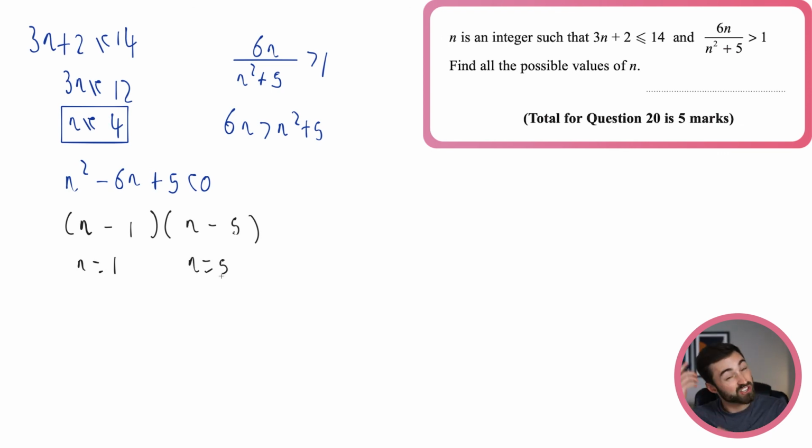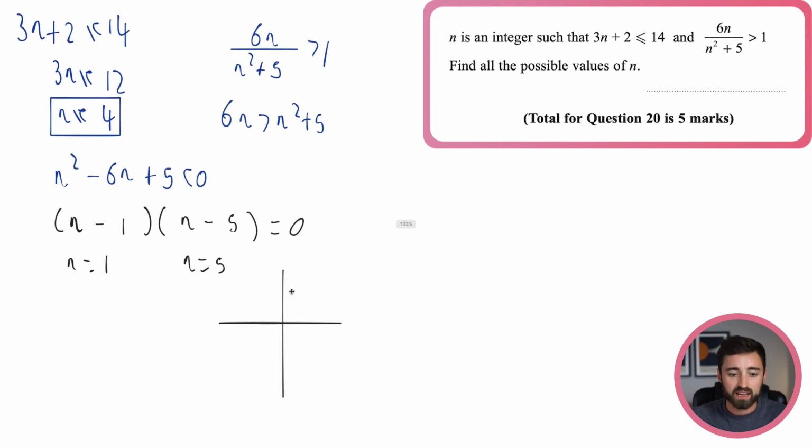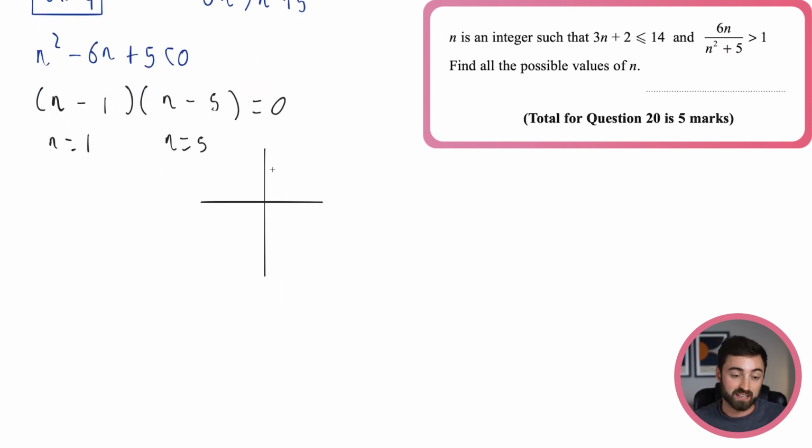But what these are actually called are critical values. In other words, they're like the edge values. They're basically saying, if this was an equation, if this was just equal to 0, these would be the answers. But then we have to think about how quadratics behave. More specifically, how the graph looks, right? So the graph of a quadratic, it's a smiley face or a sad face, isn't it? And that depends on the sign of the n squared term. It's positive, so in this case it's a smiley face.